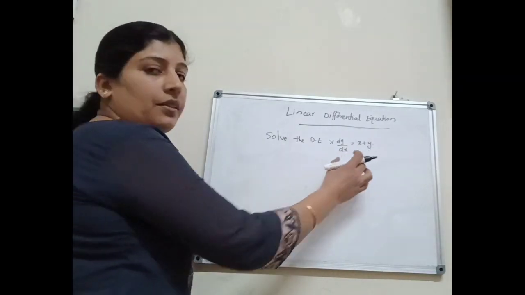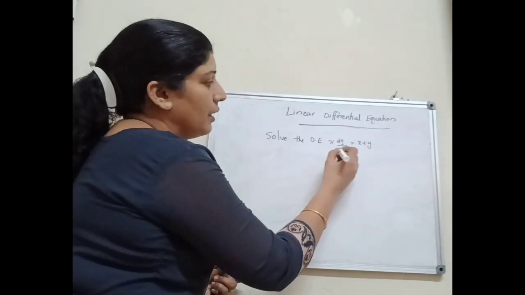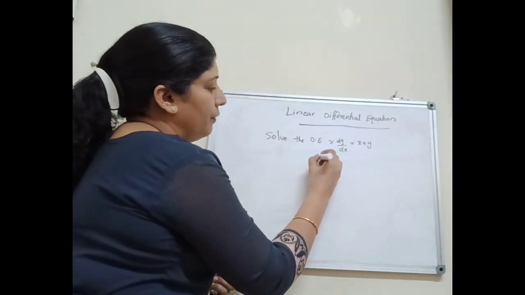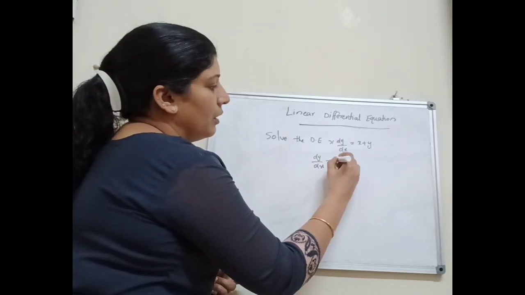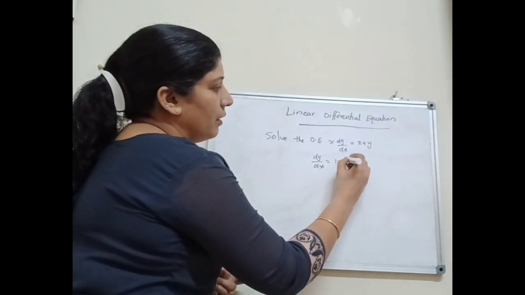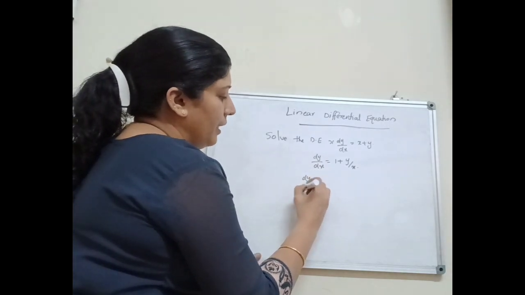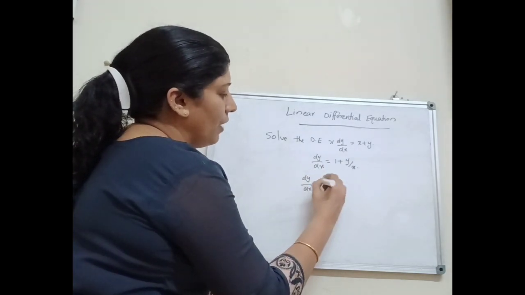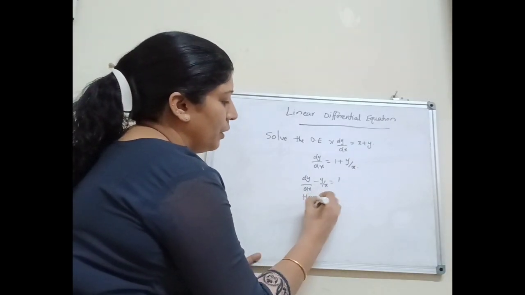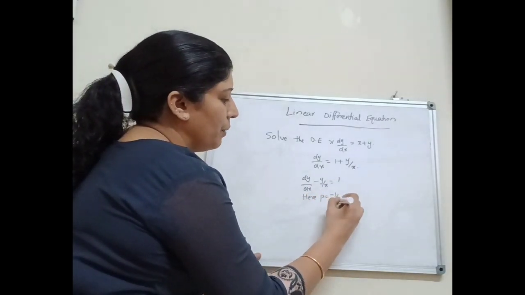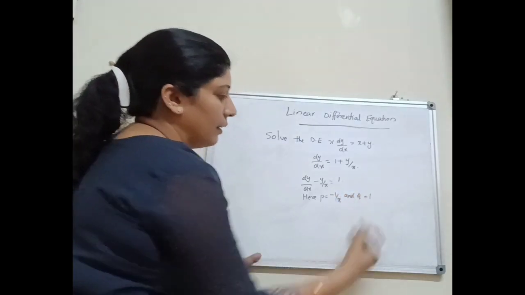First, arranging this equation in the form dy by dx plus Py equal to Q, throughout divided by x. Therefore dy by dx equals 1 plus y by x. Therefore dy by dx minus y by x equals 1. Here p equals minus 1 by x and q equals 1.